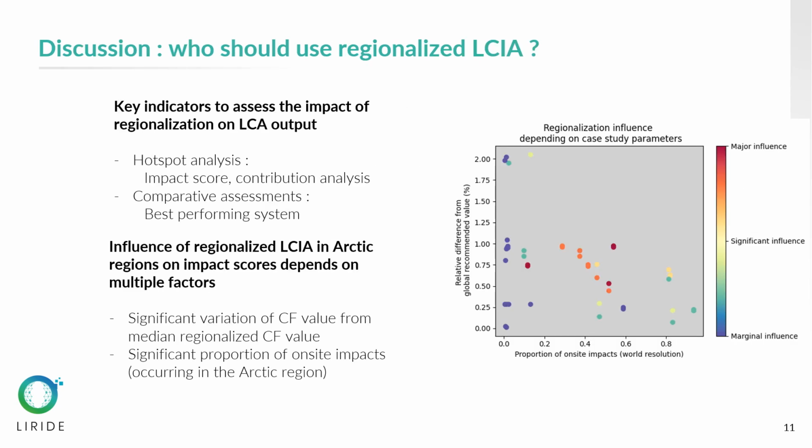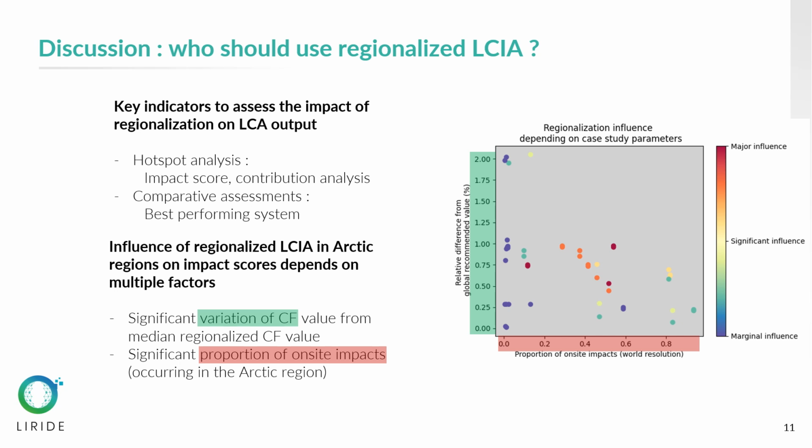So now, to answer our question, who should use regionalized life cycle impact assessment? The answer is, it depends. But on what? For each impact category, key indicators were assessed: impact score and contribution from the hotspot analysis, and identification of best performing system from the comparative assessment. You can see that the relevance of life cycle impact assessment regionalization is linked to two driving factors. First is the variation of characterization factors from the global median value for top contributing pollutants, and second is the proportion of impacts occurring in the Arctic region.